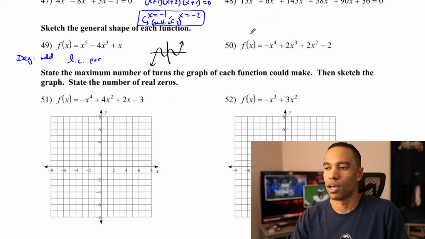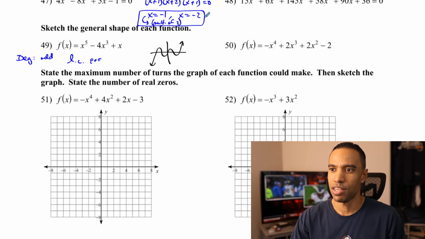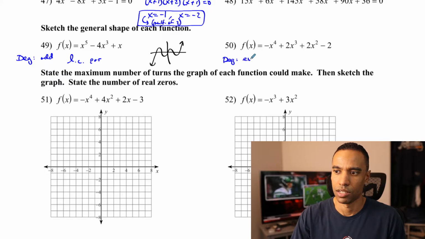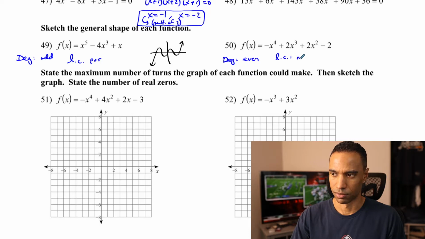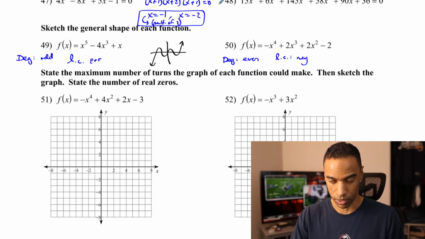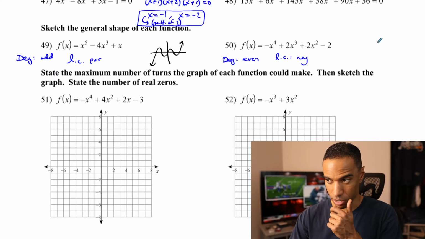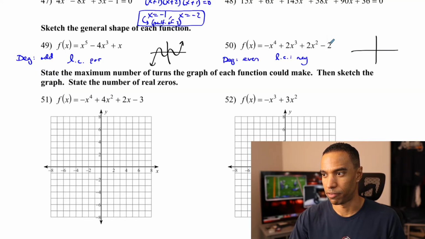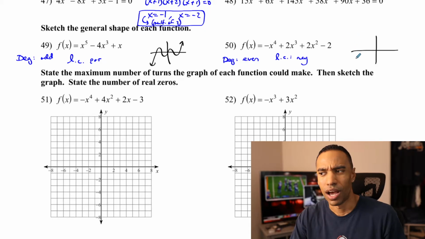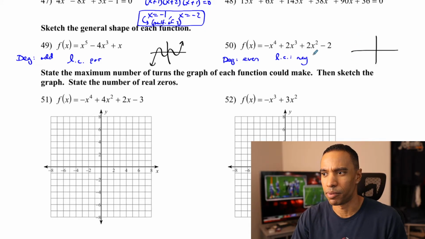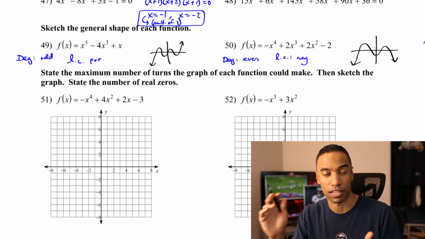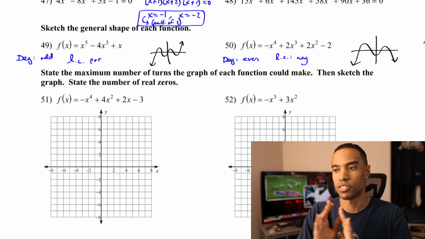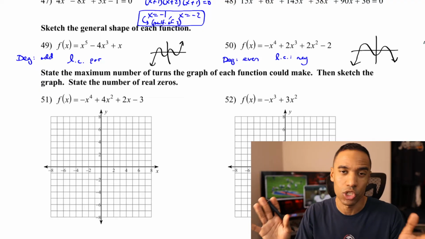This one, the degree is even. It's a 4th degree, and the leading coefficient is negative. A negative leading coefficient with an even degree means it's going to start down and finish down, from the bottom to the bottom. It crosses at negative 2 on the y-axis right there. A 4th degree can turn 3 times: 1, 2, 3, and finish down like that. I don't know if that's exactly where they cross or anything like that. But that's the general nature of what to expect to draw.